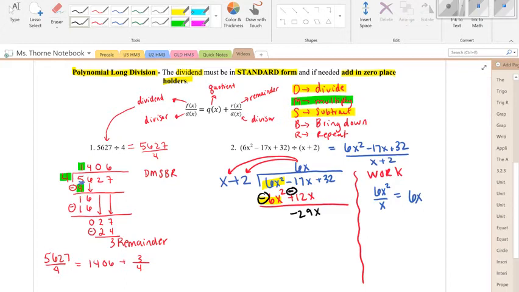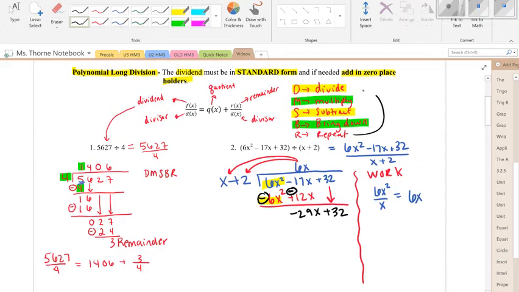And then the next step is B, which means bring down. So we're going to bring down the 32, and it's plus 32, so we just write plus 32. And then notice that our divisor is x plus 2, which is a degree of 1. And what we have right here is a degree of 1, so we can keep on going. So R stands for repeat. We're just going to repeat these steps over.